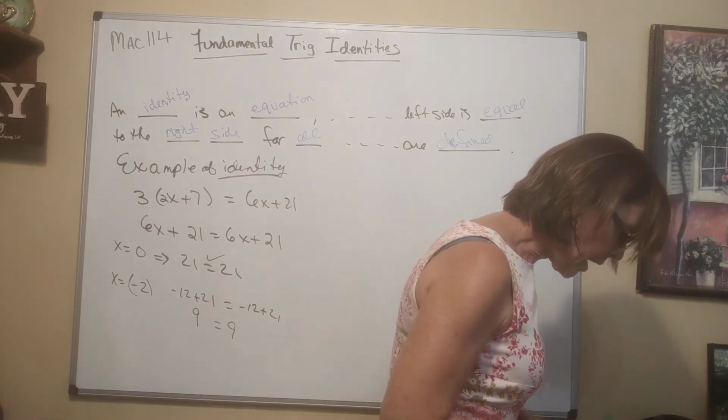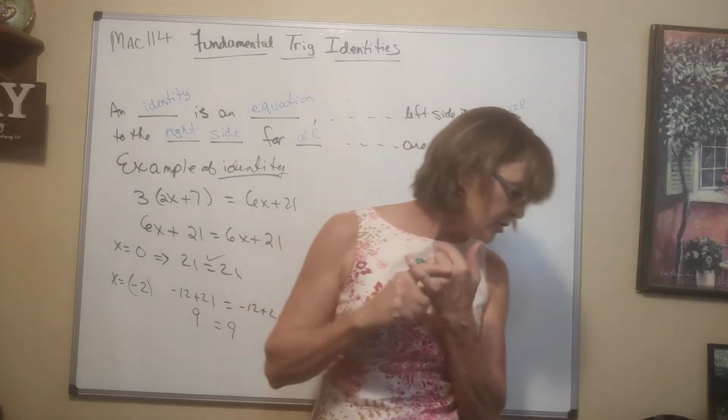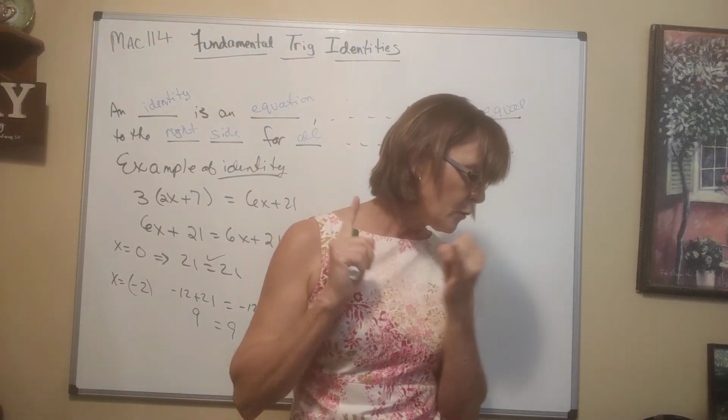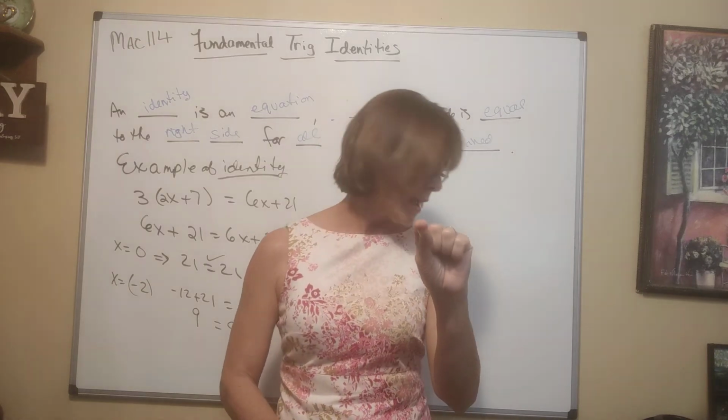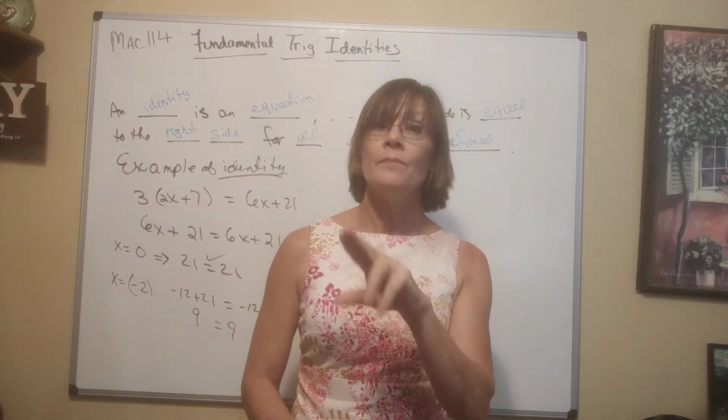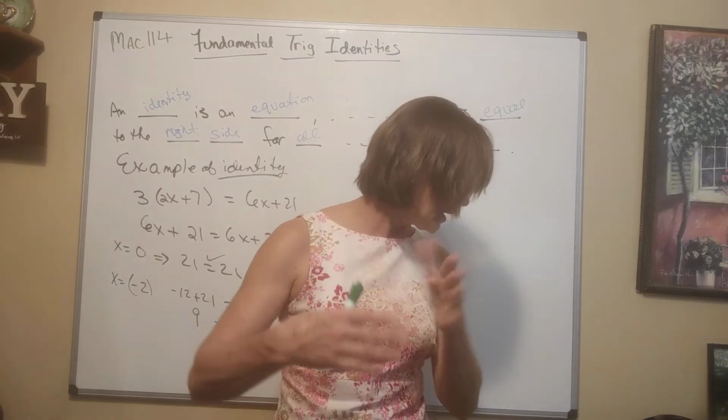Let's show how to show that a statement is not an identity. Find one value for which both sides are defined is what goes in that blank, but not equal is what goes in the second blank. So let's proceed. Let's do these examples.